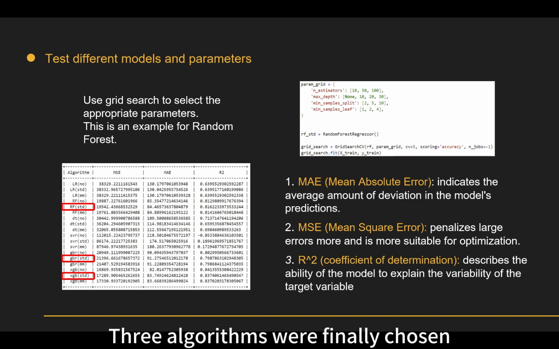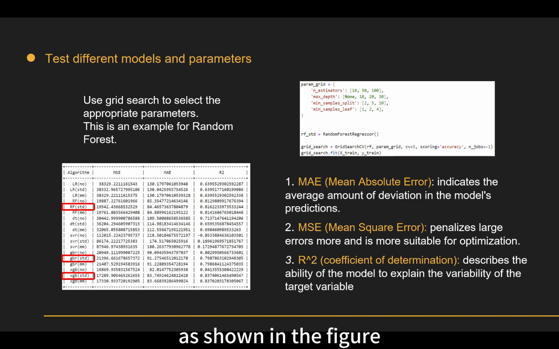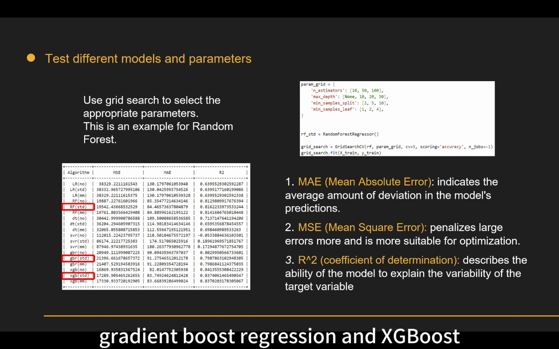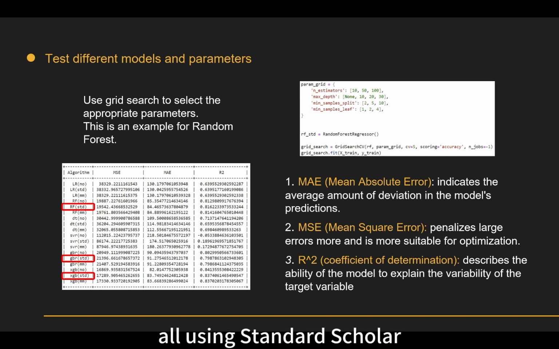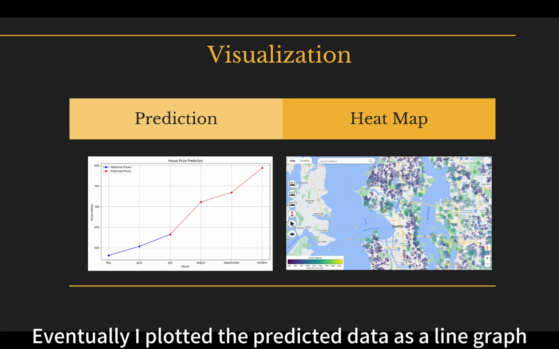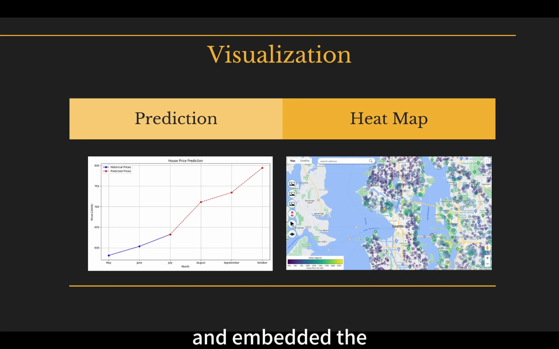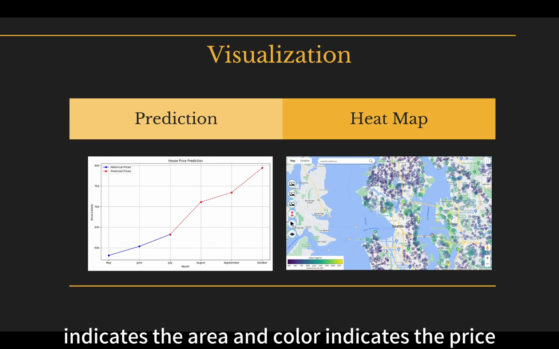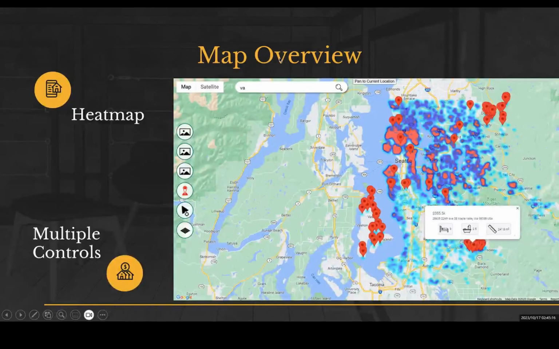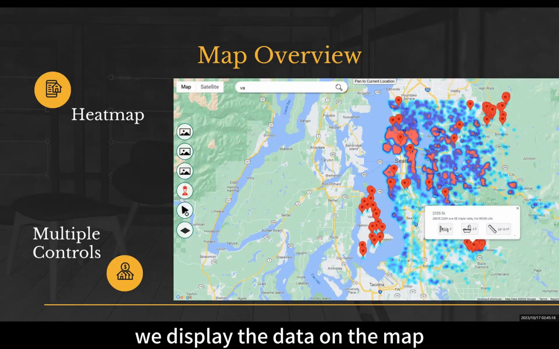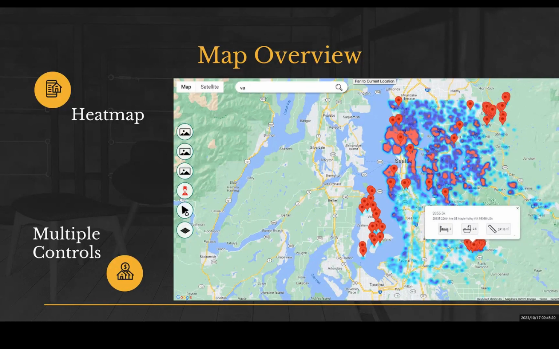3 algorithms were finally chosen as shown in the figure: random forest, gradient boost regression, and XGBoost, all using standard scaler. Eventually, I plotted the predicted data as a line graph and embedded the data analysis into a map, where the size of the circle indicates the area and the color indicates the price. Through the Google Maps API, we display the data on the map.